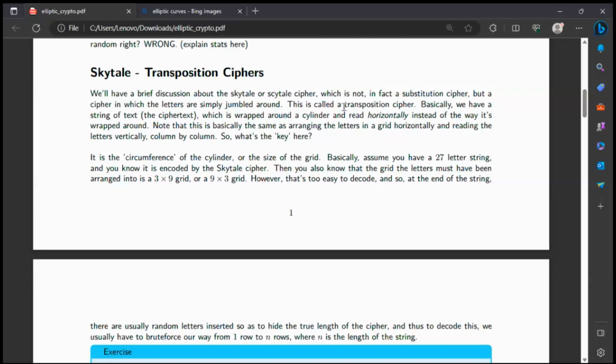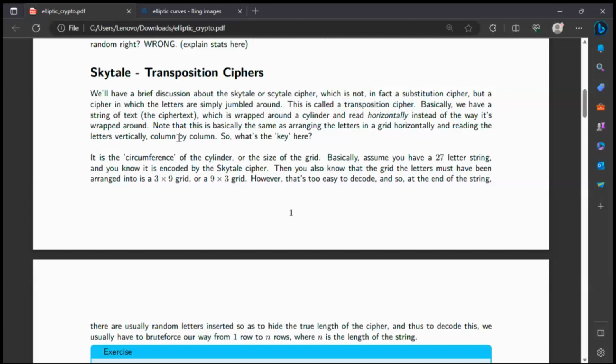But the Skytale cipher is kind of like that in the sense that we are jumbling the letters around, but it is more sophisticated. So both of these ciphers are called transposition ciphers, and we can see why they're called transposition ciphers, because we're changing the positions. So yeah, that's nice. But what is the Skytale cipher?